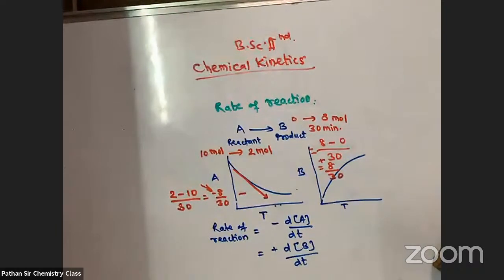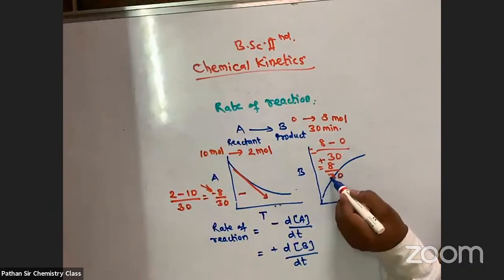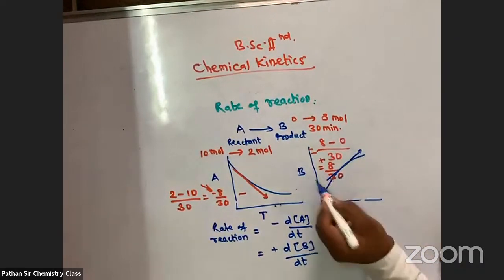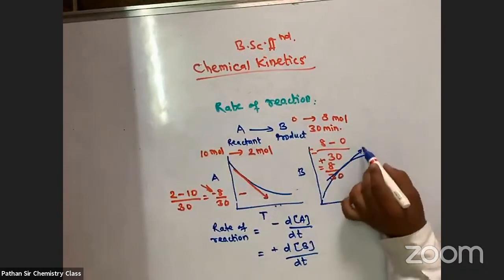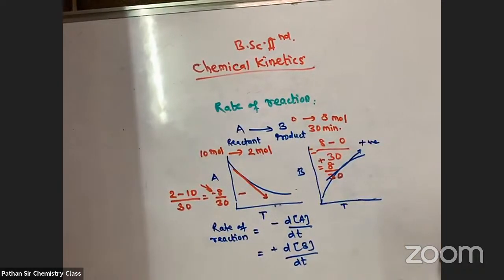Okay, if you see the same graph, if you plot the tangent to this in terms of product concentration, it is going towards positive direction. Okay, so either way, the rate of reaction is negative in terms of reactant and positive in terms of the product. Okay, now see here, negative sign is for, once again, the concentration of the reactant continuously decreasing, and the positive sign here is for the concentration of the product continuously increasing.